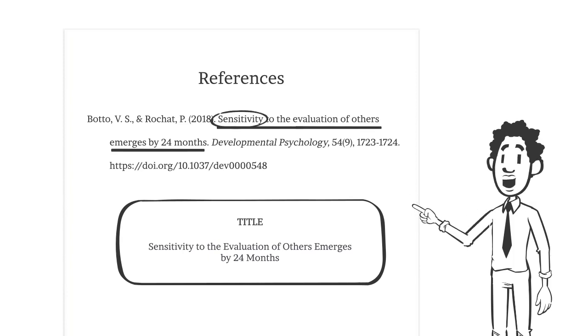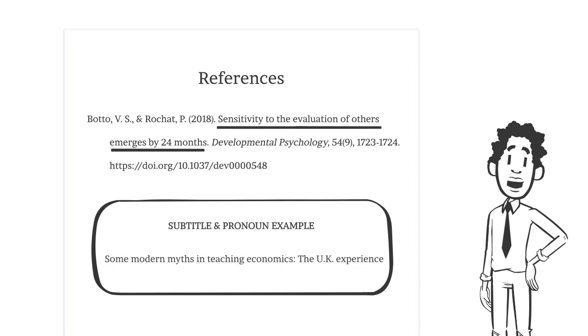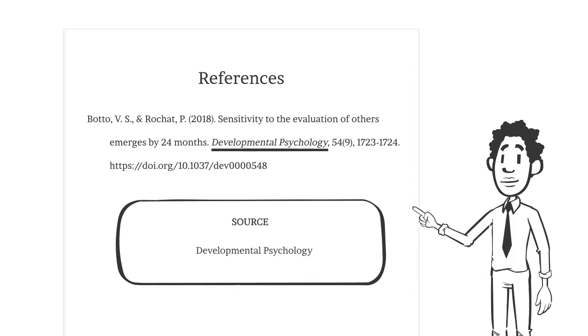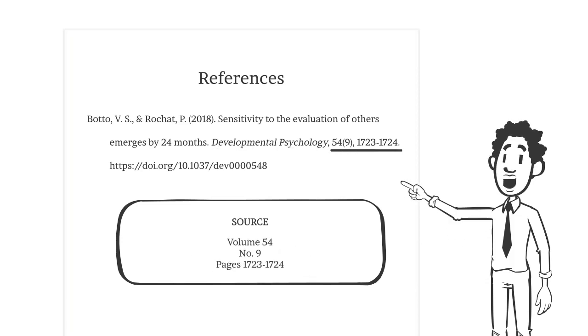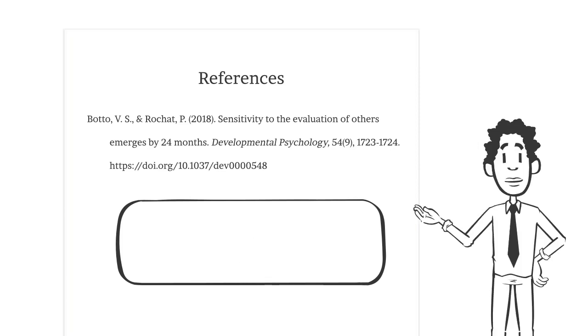Capitalize only the first word of the title. If the title has a subtitle, also capitalize the first word that follows after a colon or a dash. You need to capitalize pronouns too. Now add the source, which should be italicized and capitalized. If it's a journal, insert the volume, edition, and page number. We will talk more about this later in the video.